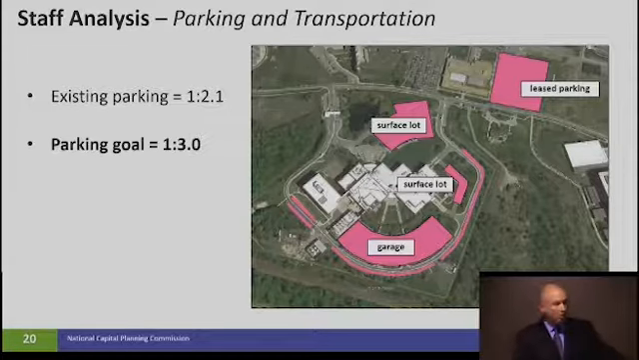Employee parking, shown here in pink, equates to a 1 to 2.1 ratio. For comparison, the NCPC goal for the site is 1 to 3 based on Suitland's proximity to Metro Rail service. And this parking ratio requirement remains the same in the revised draft transportation element, which will be presented to you by NCPC staff at the conclusion of my presentation.